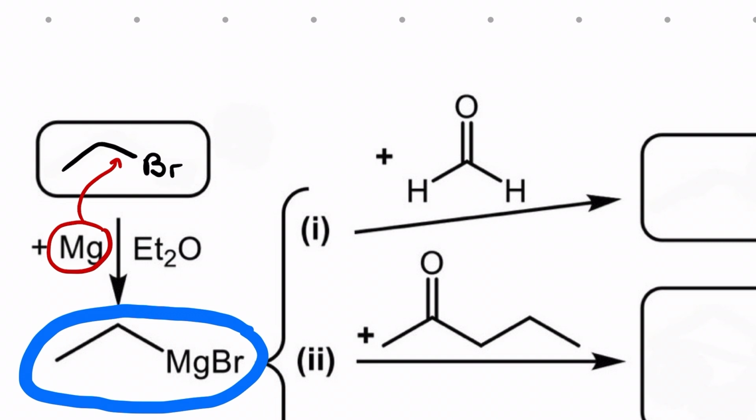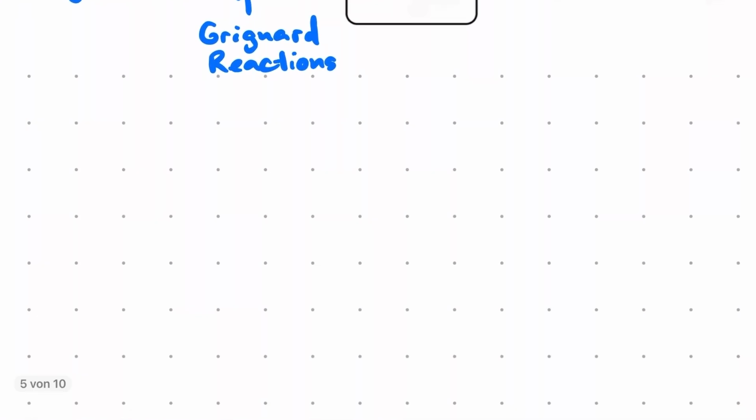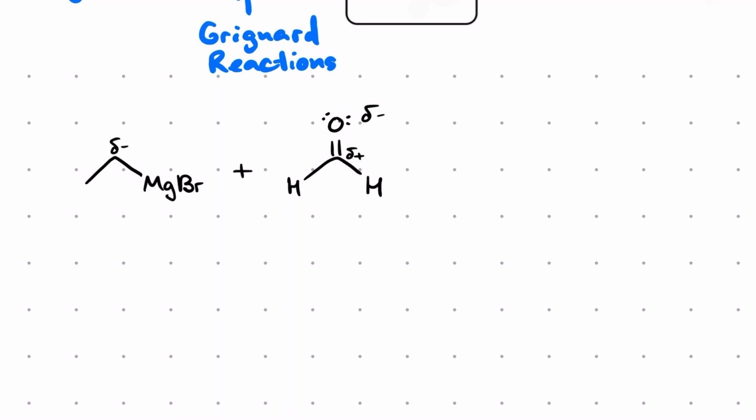Okay, so we produced a Grignard reagent, and now we must predict the product of its reaction with formaldehyde. In general, Grignard reagents act as nucleophiles because of a partial negative charge on the carbon. And as a nucleophile, a Grignard reagent can attack any imaginable electrophile. In this case, we have an aldehyde as an electrophile with its partially positively charged carbon in the middle. So next, a classic nucleophilic addition on a carbonyl group happens.